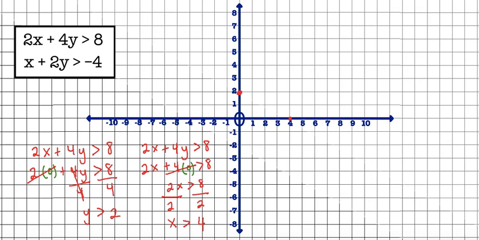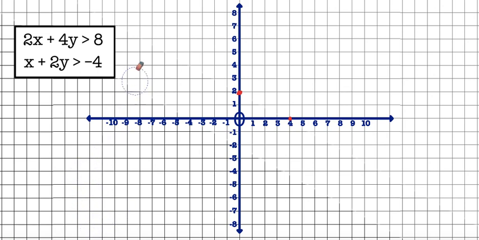Now that we have the x and the y-intercept, we could draw our line. And because it's greater than, our line is going to be dashed.